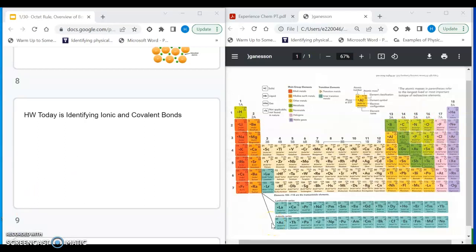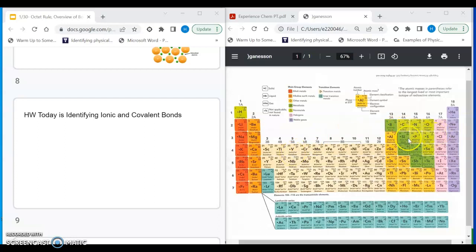So to recap, the octet rule: everything's trying to get to a full outer shell, generally to having 8 electrons. Metals are not very electronegative. They don't hold on to their electrons very tightly. They're more likely to pass those electrons off. Nonmetals hold on tighter and are more electronegative, so they're more likely to try and steal.